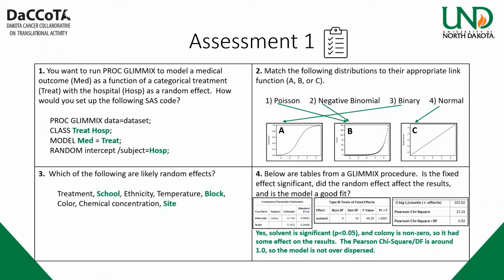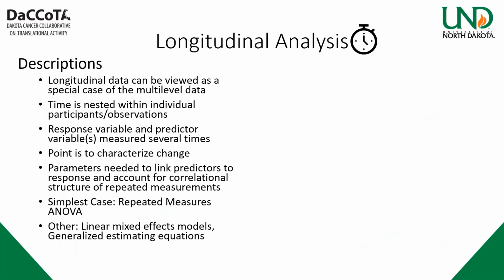And then here's some outcomes of a GLIMMIX. So for the fixed effects, this is down here. Solvent looks like it's significant. And then with the random effects that's found here, it looks like colony is a random effect. Does look like it has some effect on the model. It's above 0. And then the fit of the model, Pearson chi-squared over the degrees of freedom, is very close to 1, so it's actually a very good fit. So now let's swim over to our next approach, longitudinal analysis.